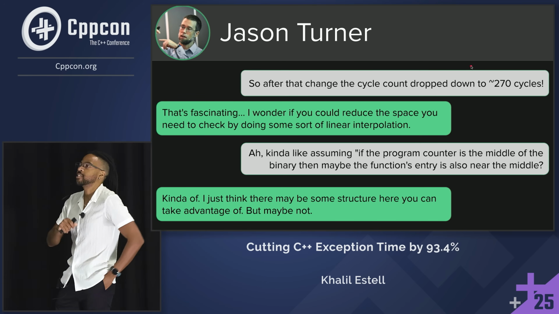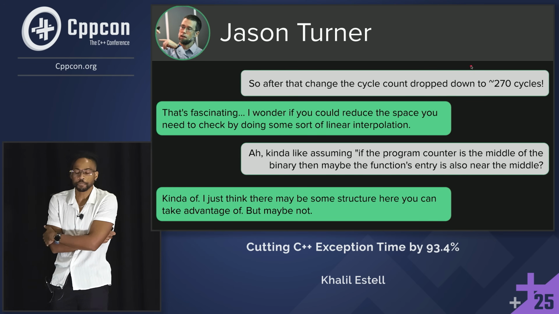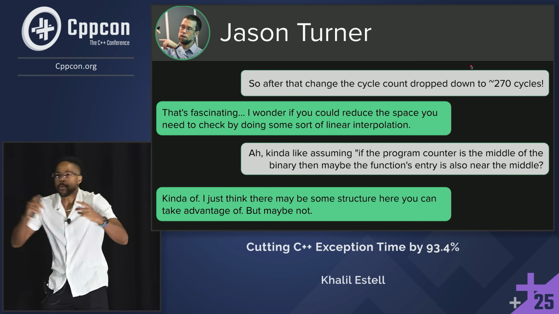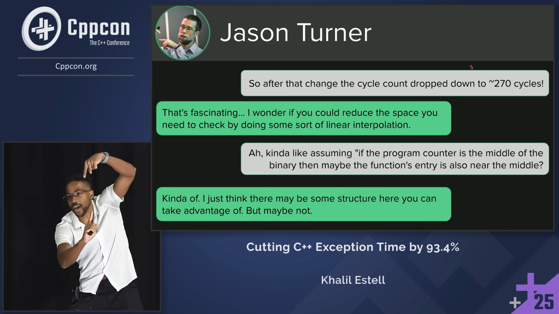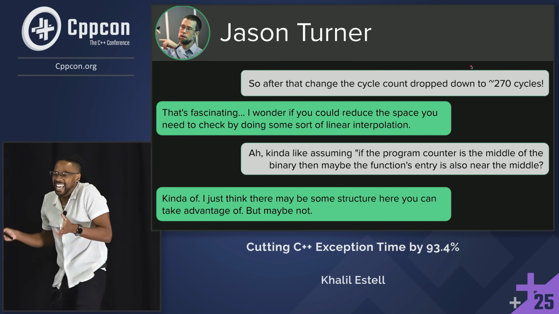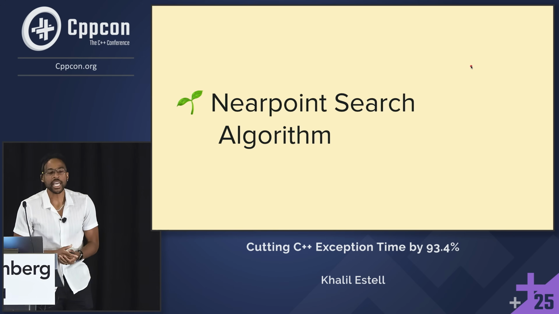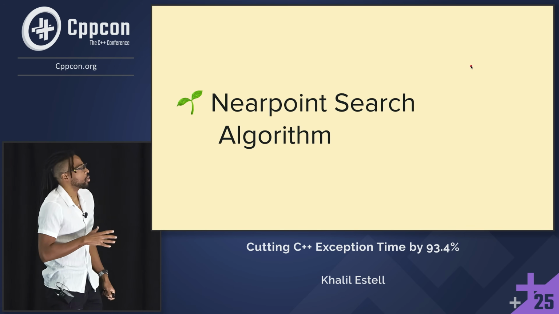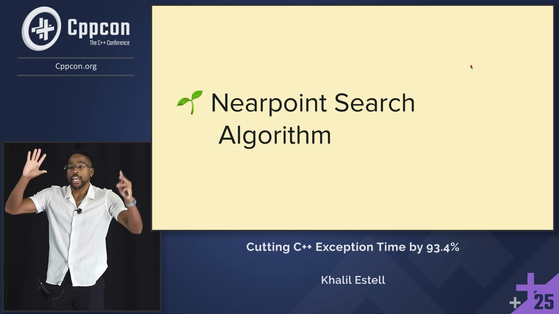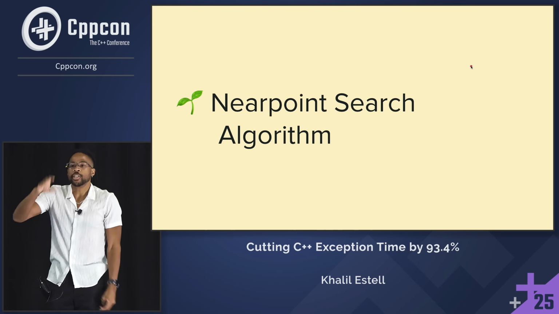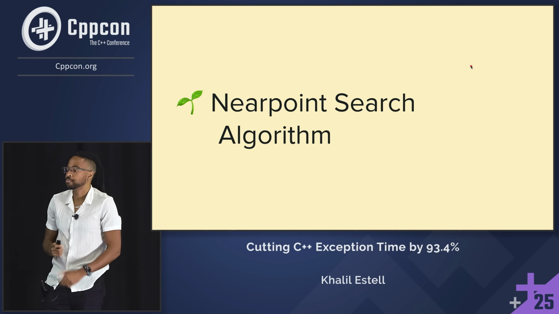And he said, that's fascinating. I wonder if you could reduce the space you need to check by doing some sort of like linear interpolation. Which I said, oh, so like maybe if like the program counter's in the middle of the program, maybe the entry corresponding to it's also in the middle, right? Like wouldn't there be some sort of relationship there? He's like, kind of. And there might just be some sort of structure that you can take advantage of, but I'm not sure. And this became the seedling to the idea called Nearpoint search algorithm. The TLDR for it is basically I want to be able to go use some process to take the program counter and get back immediately the answer to which entry it corresponds to.